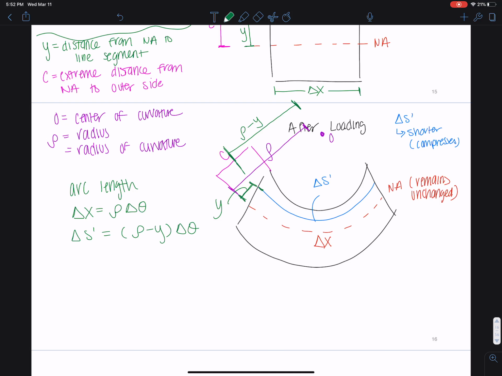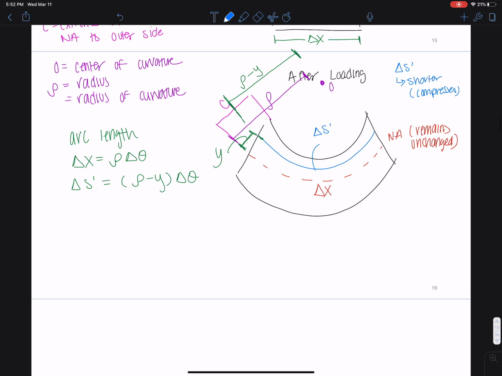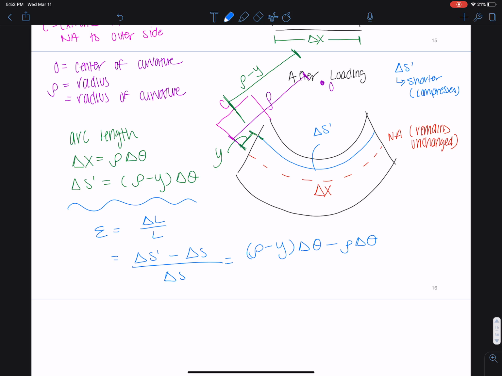And we see that whenever there's length change, remember this, whenever I have length change, I have new lengths, I want to relate this to normal strain, because what is normal strain? It's delta L over L, and in this case, we would have delta S prime minus delta S over delta S, and we'll just plug in what we know here: rho minus Y delta theta minus rho delta theta all over rho delta theta.